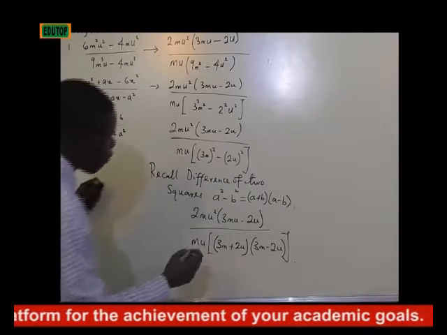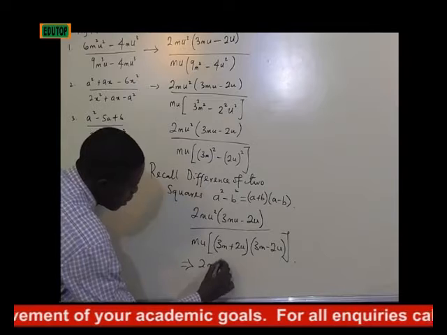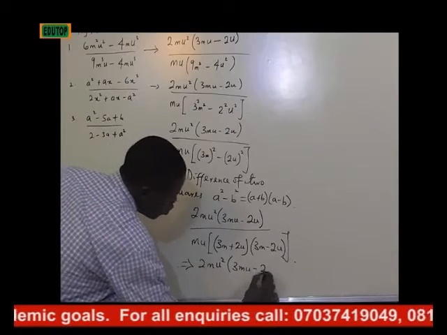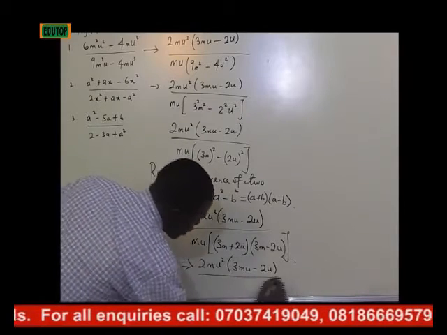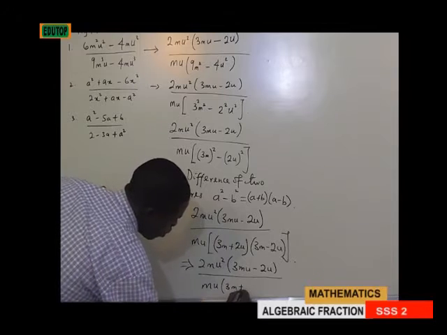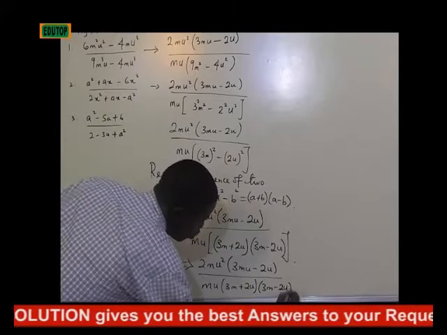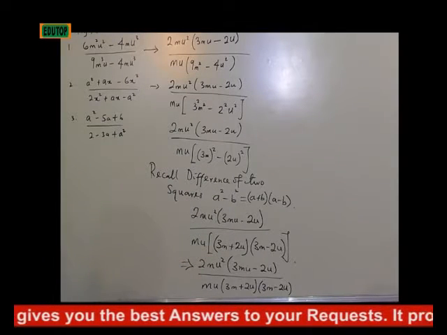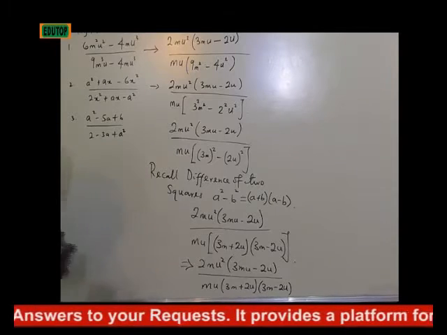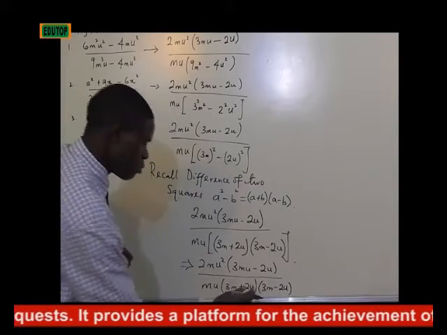Then if I move on, I will have 2mu square into 3mu minus 2u. Then I'll have my mu into 3m plus 2u, 3m minus 2u. If you look at this very well, something is common to the numerator and denominator, since this is the same for both numerator and denominator.